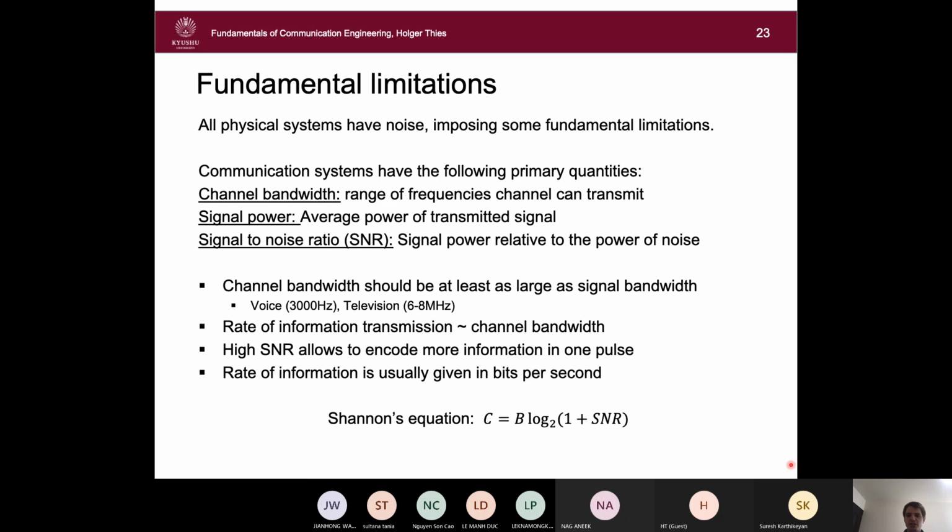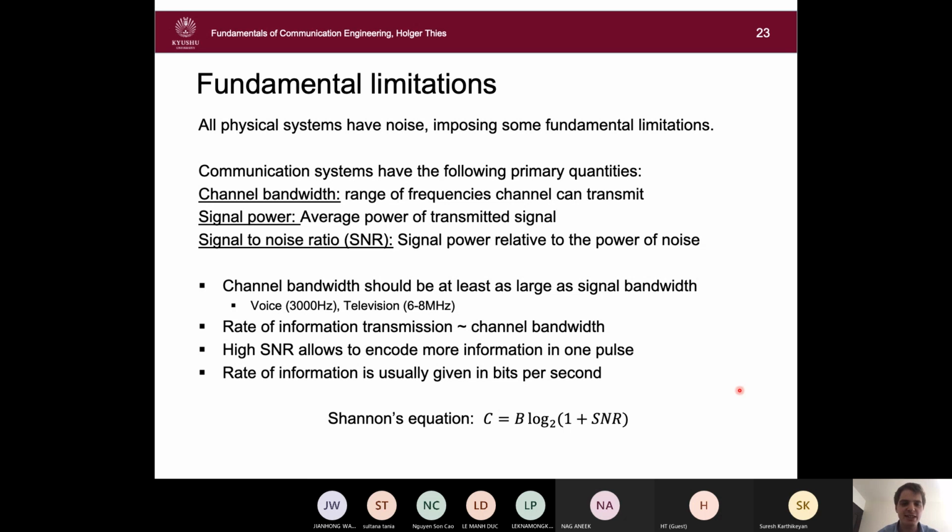Shannon's equation. Shannon's equation gives a theoretical upper bound on how much information can be transmitted through the channel. A proof of Shannon's equation is beyond the scope of this class. But what I just said, that the channel bandwidth is proportional to the information transmission, and that we can encode more information if we have more power, is the idea behind why this equation holds.